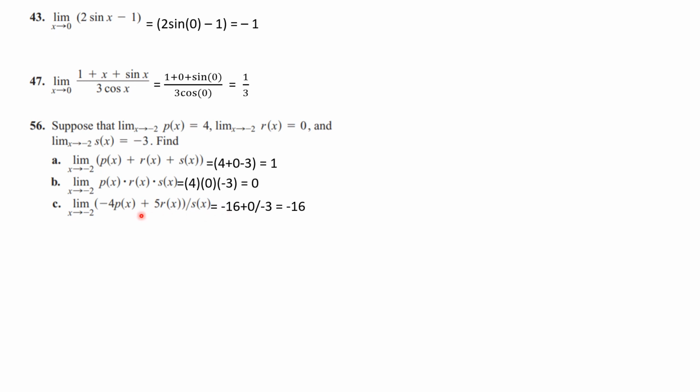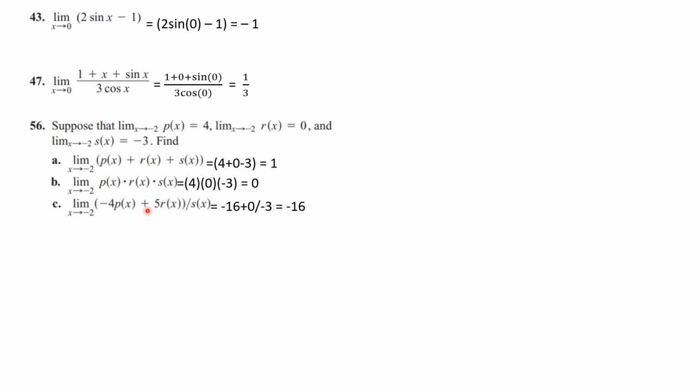The second term involves a constant multiplied by the numerator, and then there is the denominator. The quotient rule states that the denominator should not have a limit that's equal to 0, and that's the case. So the limit as x approaches negative 2 of s of x is equal to negative 3, which is not equal to 0. So that's the good news.